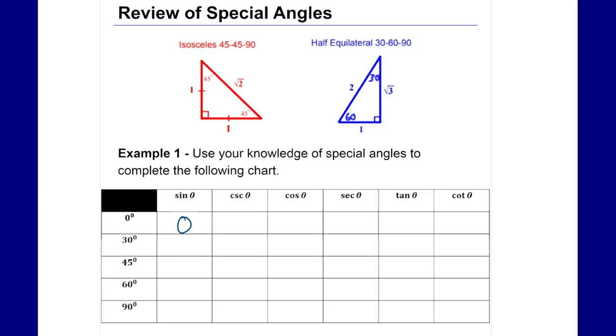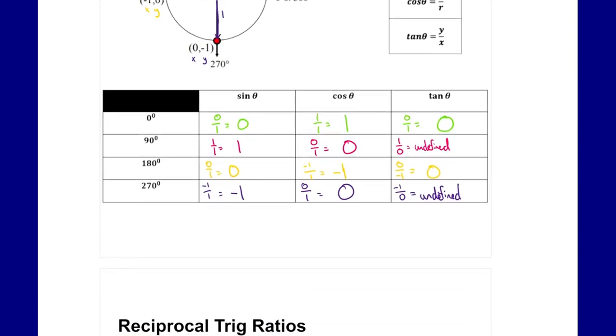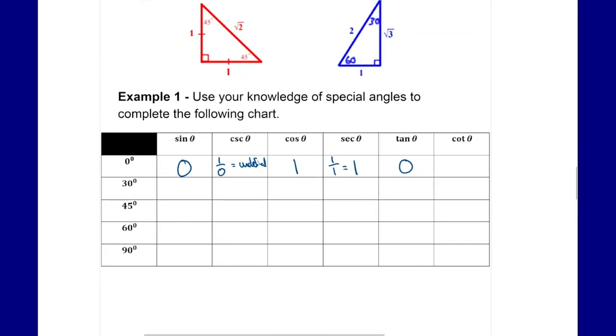Sine theta was 0. So if I flip that it becomes 1 over 0, that becomes undefined. Cosine theta was 1. So if I flip that for secant, it becomes 1 over 1, or 1. For tan theta, tan of 0 was 0, and again, I'm just taking this from this table here. And if I flip 0, it becomes 1 over 0, that's the same thing as undefined.